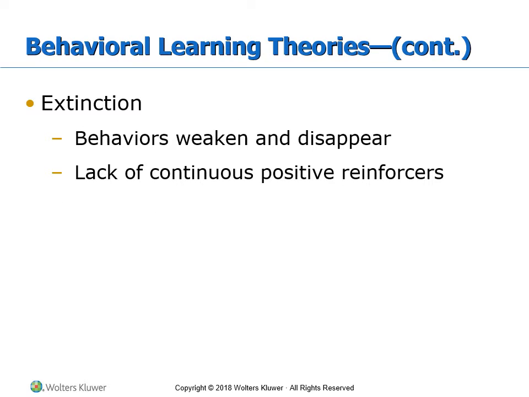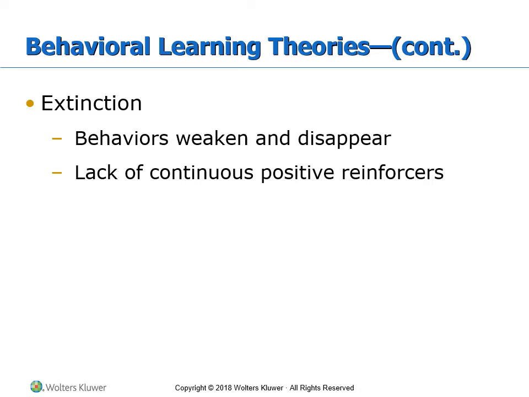The book then talks about extinction. So again, behaviors weaken and disappear if they're not reinforced. So if there's a lack of continuous positive reinforcers, then a behavior stops. Now again, ideally this would happen with a negative behavior. So when somebody is doing something they're not supposed to, we don't reinforce the behavior and it goes away.